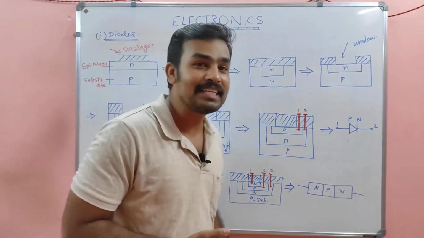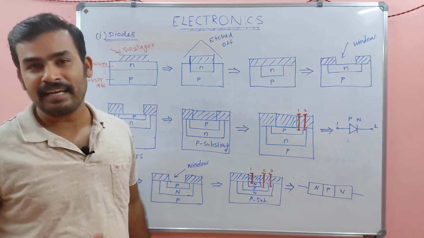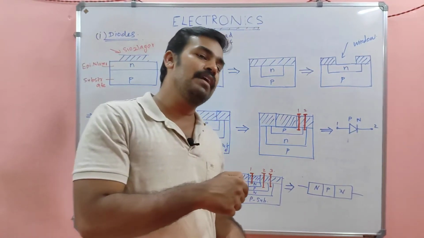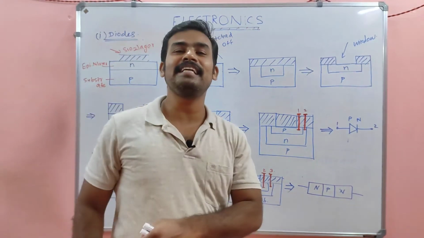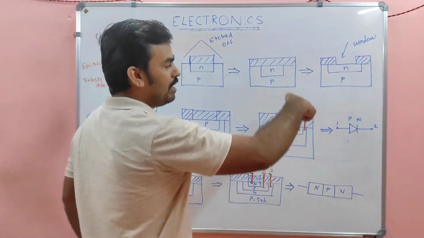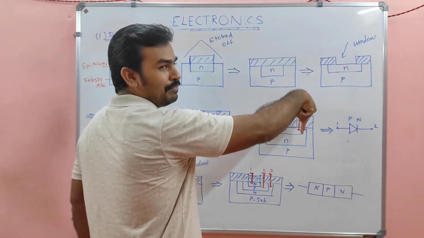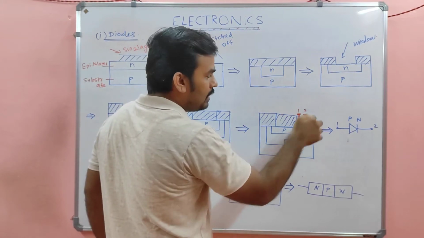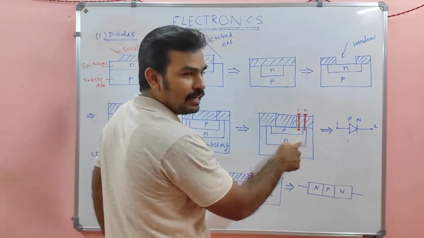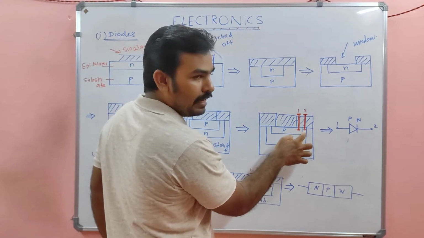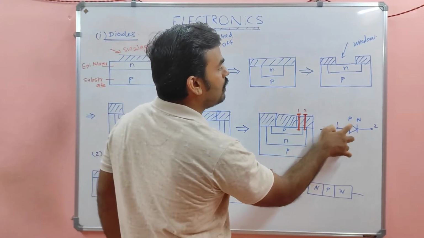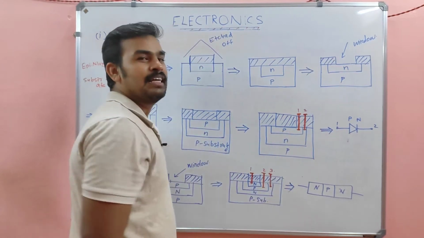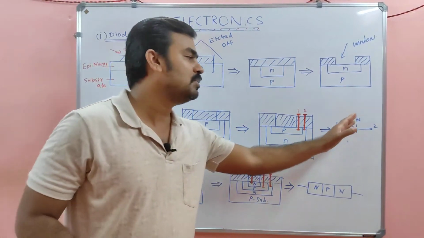But how can we make an external connection? Again we have to etch, where we have to take the external terminal. So again we have to inject, or simply drill, or simply etch a portion on P and another portion on N. These two portions on P and N will form terminal 1 and 2. Terminal 1 is P, and terminal 2 is nothing but N. Thus we formed a PN diode.